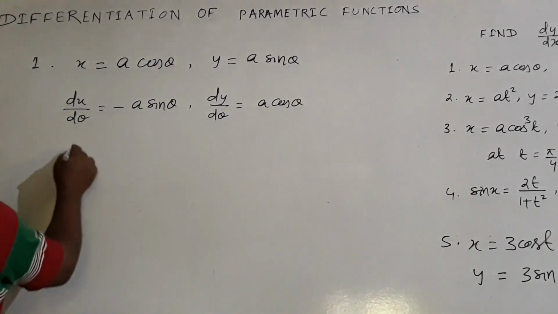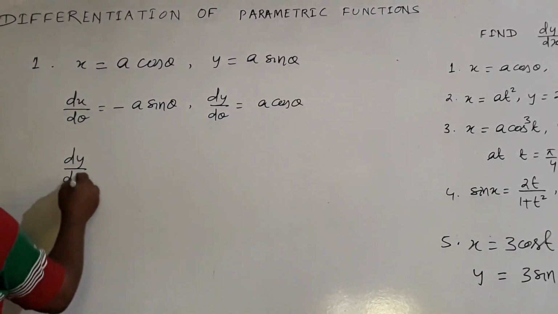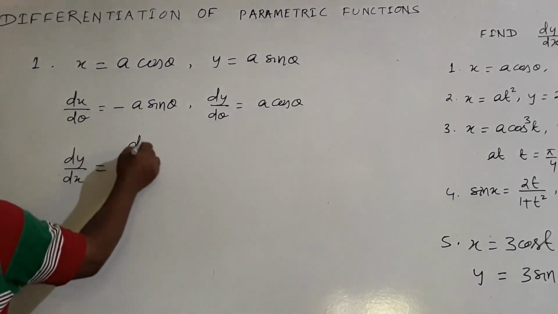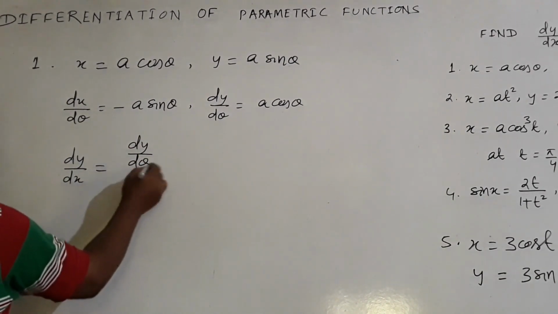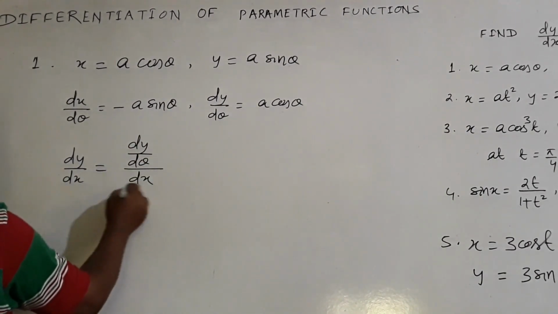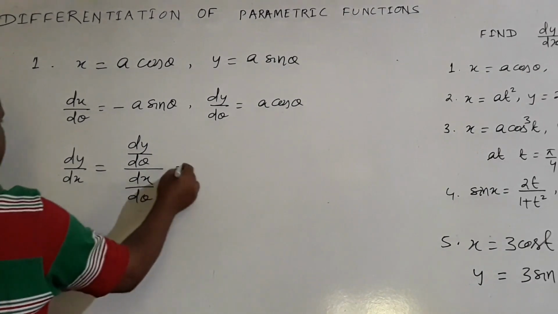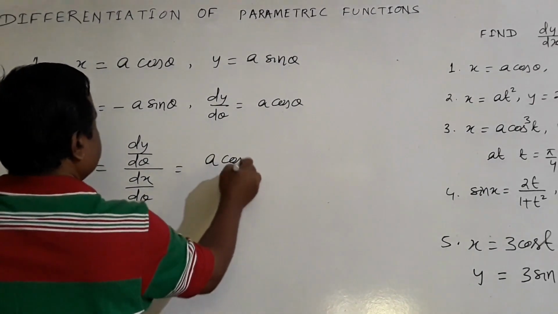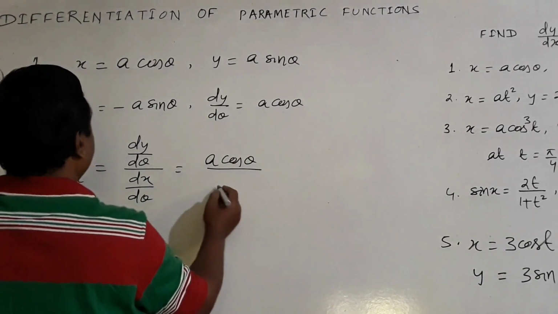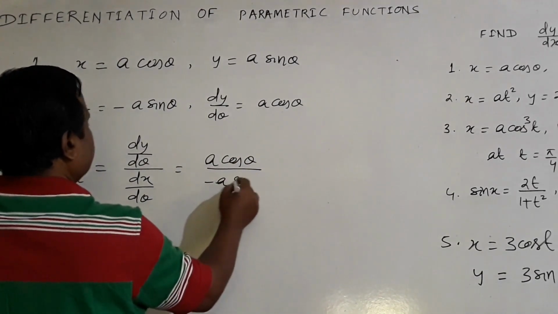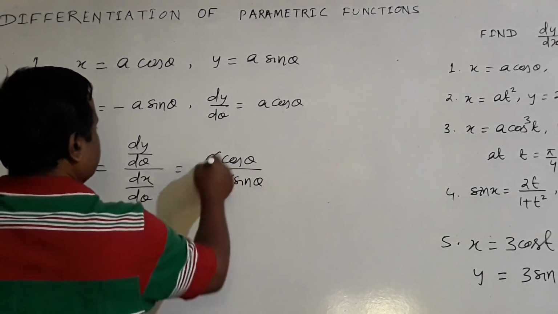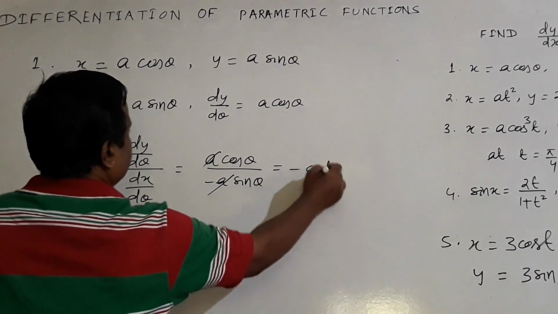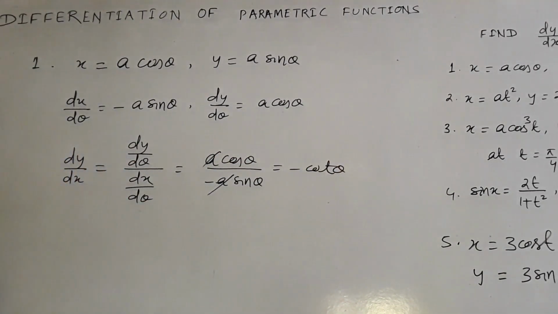Now tell me what is dy by dx. Dy by dx is equal to dy by d theta divided by dx by d theta. What is dy by d theta? It is a cos theta. What is dx by d theta? Minus a sin theta. If we cancel, then you will get minus cot theta. Okay.